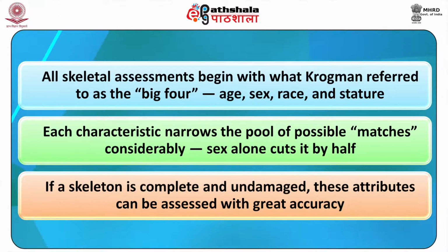All skeleton assessments begin with what Krogman referred to as the Big Four, that is age, sex, race and stature. Each characteristic narrows the pool of possible matches considerably. Sex alone cuts it by half. If a skeleton is complete and undamaged, these attributes can be assessed with greater accuracy.